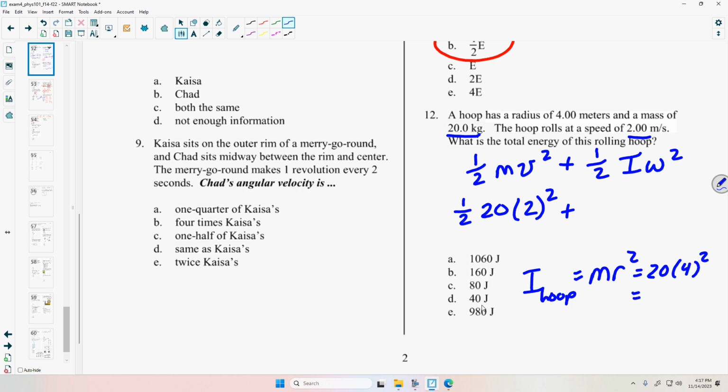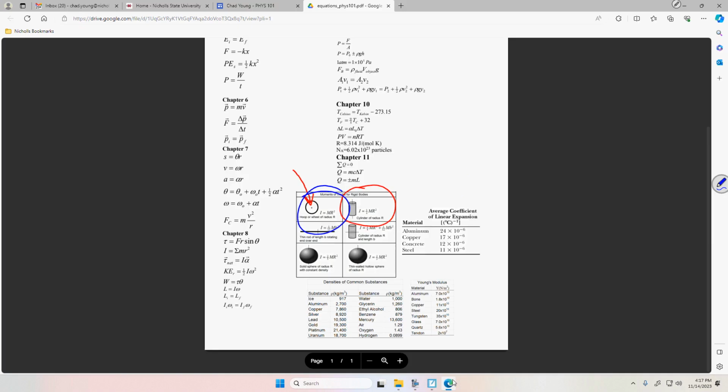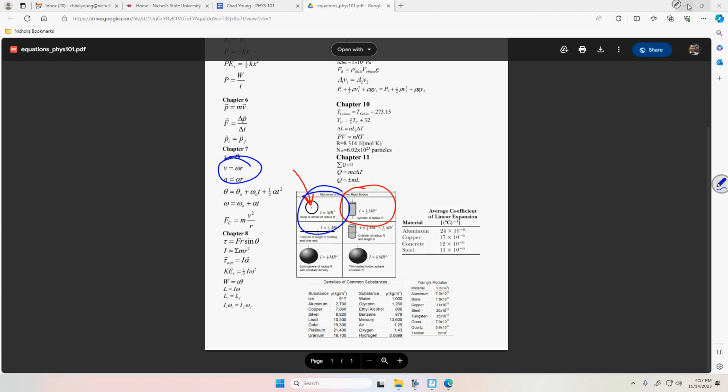That's 20 times 16, or 320. So 1/2 of 320. Now I also need to find omega. Remember that V is equal to omega R. That is from chapter 7, but it is on your equation sheet. It's right here if you forget. But be careful about that. Keep a check on your units.